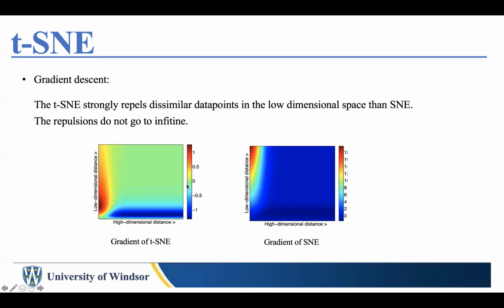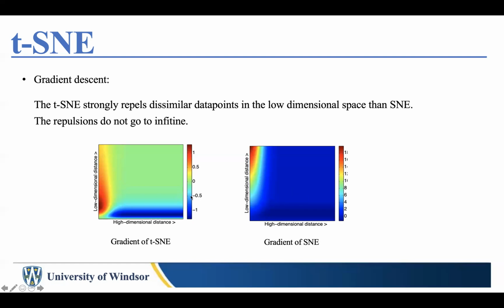The figures show the gradients between two low-dimensional data points, Yi and Yj, as a function of their pairwise distance in the high-dimensional and the low-dimensional space. The positive values of the gradient represent an attraction between the low-dimensional data points, Yi and Yj, whereas negative values represent a repulsion between the two data points. From the figures, we observe two main advantages of the t-stochastic neighbor embedding gradient over the gradients of the stochastic neighbor embedding.